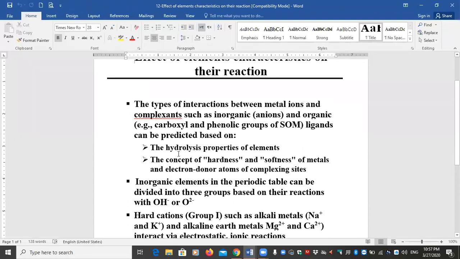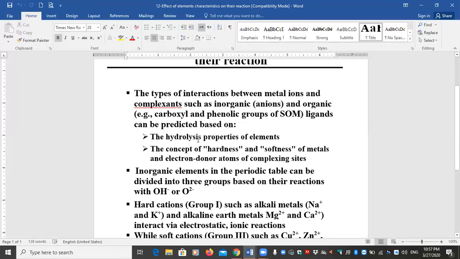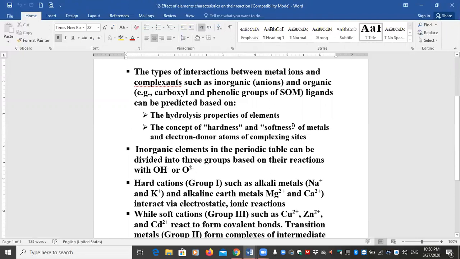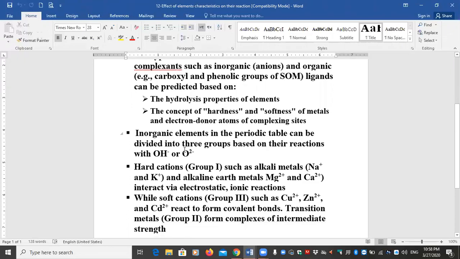the hydrolysis properties of elements, how easy or how difficult they can hydrolyze. The concept of hardness and softness of metals. This is a chemical characteristic of the elements. It's based on where they are in the periodic table and electron donor atoms of complexing sites. We'll talk about it a little bit more here.